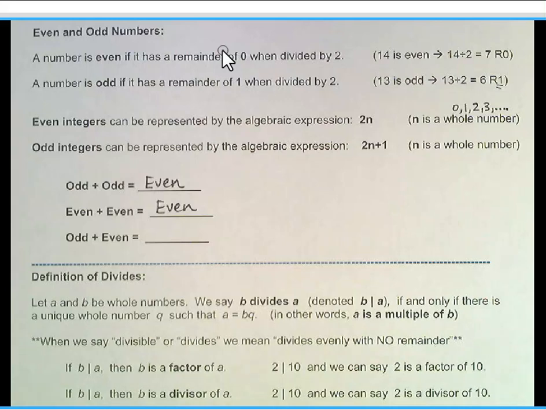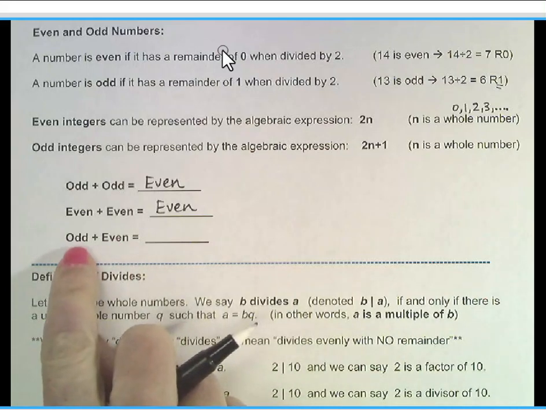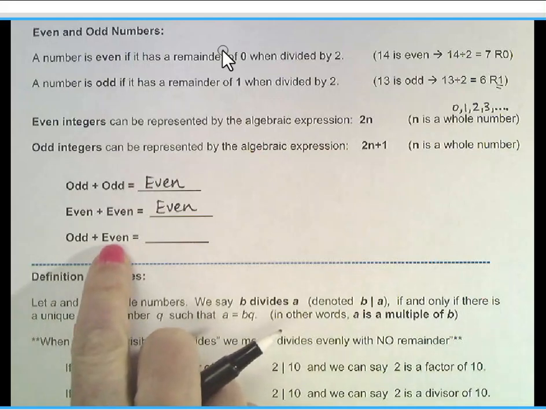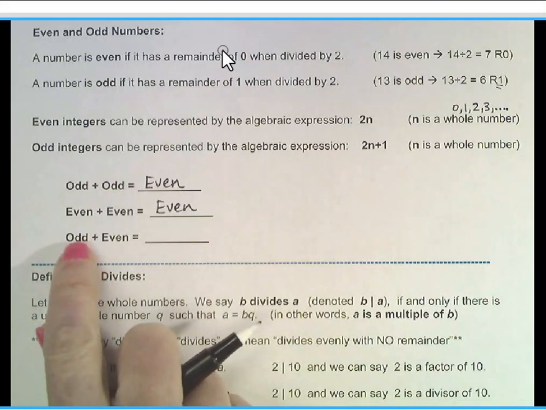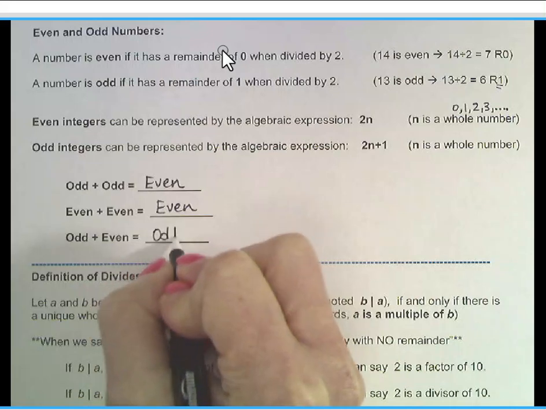But what happens if you add an odd number and an even number? So an odd like 3 plus an even like 6. 3 plus 6 is 9. Or maybe 1 plus 4 is 5. So those will always yield odd numbers.